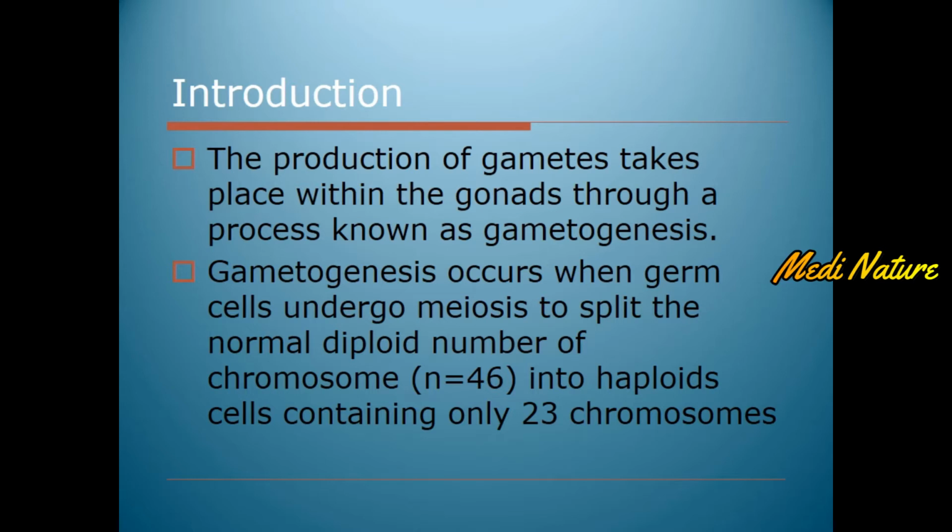Gametogenesis occurs when germ cells undergo meiosis to split the normal diploid number of chromosomes into haploid cells containing only 23 chromosomes. That means during gametogenesis, meiosis division occurs. Therefore, the total number of chromosomes, or 46, is divided into 2 in each gamete. So they are called haploid cells.